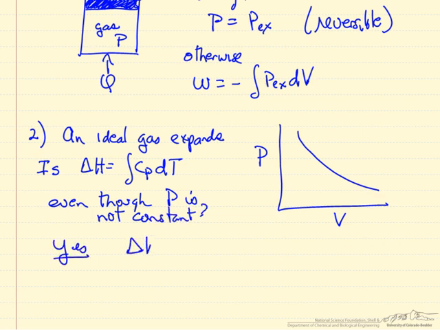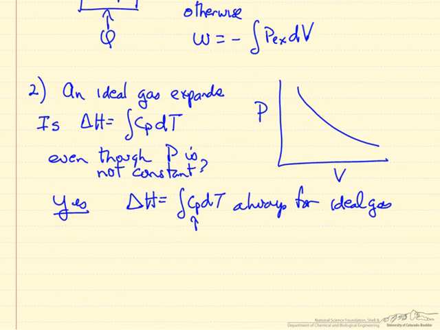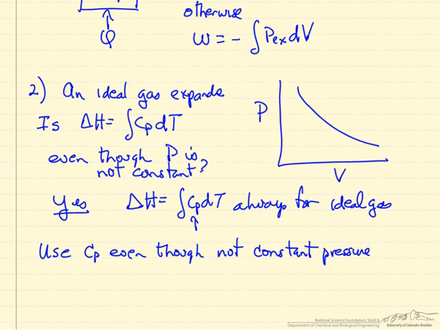Important to remember, delta H equals the integral of Cp dT, always for an ideal gas. So even though we use this term Cp, this does not mean we're at constant pressure, right? So we can use Cp even though we're not at constant pressure.